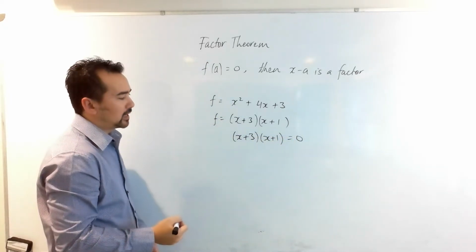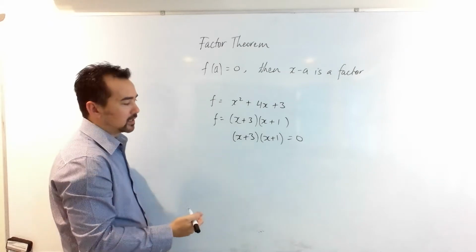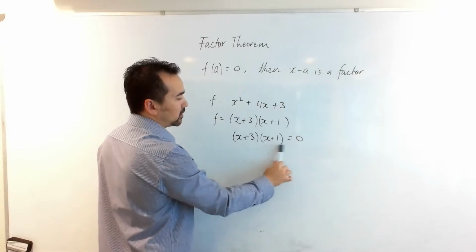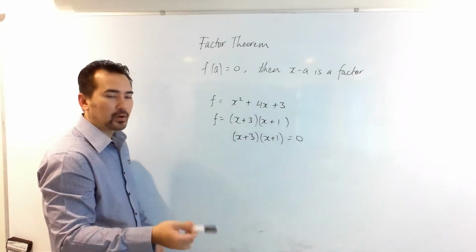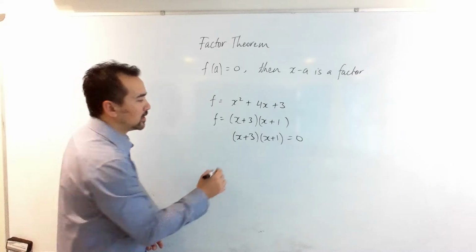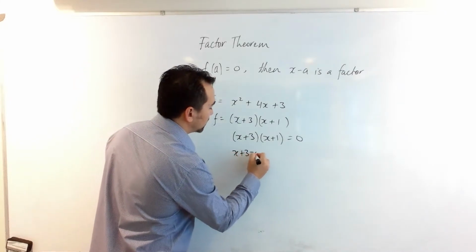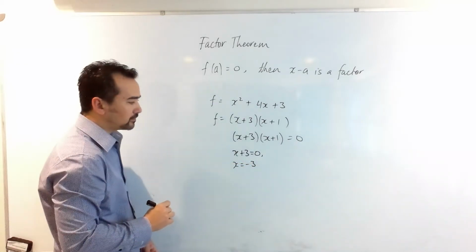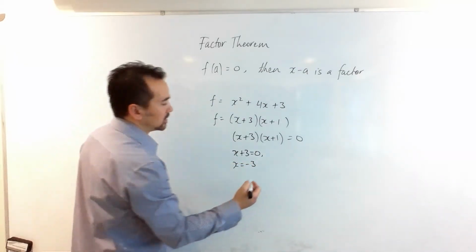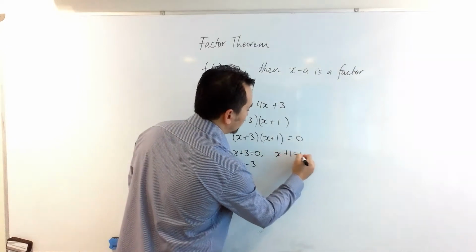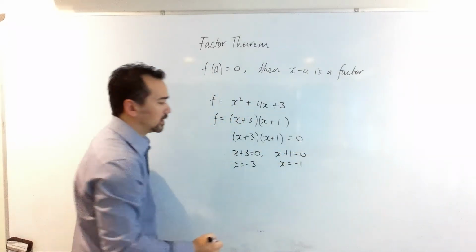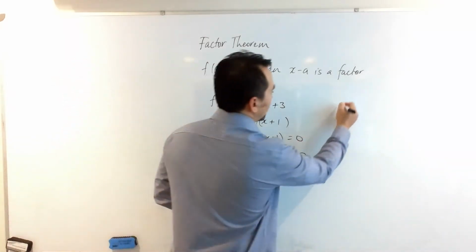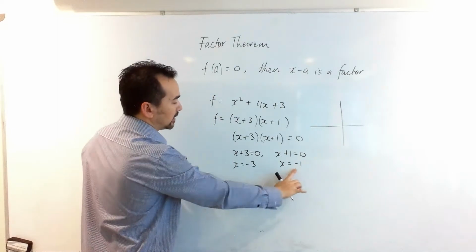Okay? And the null factor law says that either the left product is equal to 0, or the right product is equal to 0, or both would have to equal 0. Okay, so if the left product is equal to 0, then x would have to equal negative 3. If the right product is equal to 0, then x would have to equal negative 1. And so in this quadratic, we have x-intercepts at negative 1 and negative 3.